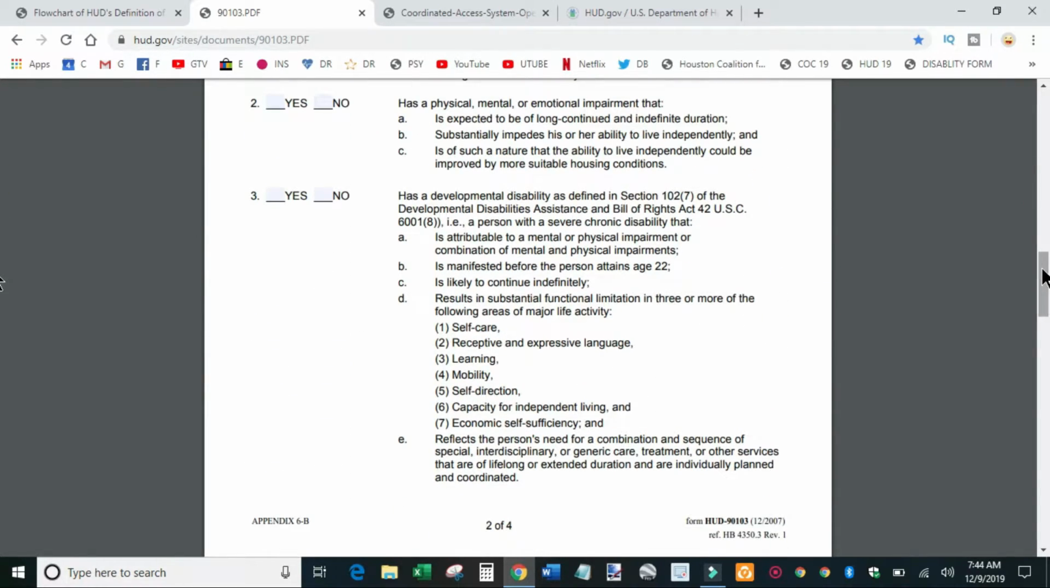Now, here's another one: the physical, mental, and/or emotional impairment. It's three different requirements, and it's a yes or no question. Okay, is it expected to be long continued or indefinite duration? Look, it just means, is it going to be over 12 months? That's all that means. Does it substantially impede his or her ability to live independently? That's very subjective. Or C, is it of such a nature that the ability to live independently could be improved by more suitable housing conditions?